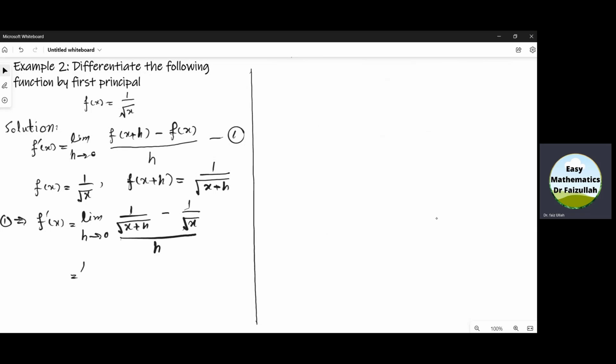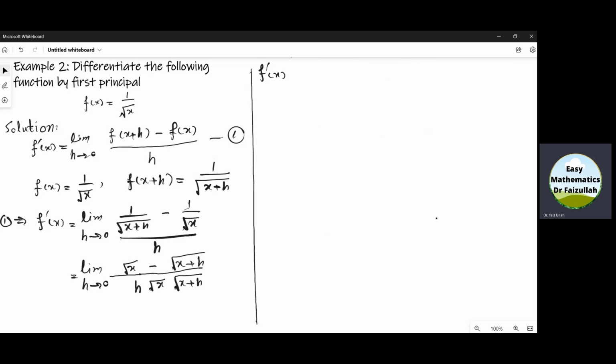Let us take the LCM. So we have limit h approaches 0, and from this, the LCM is under the root x into under the root x plus h. And we have under the root x minus under the root x plus h, and this h which is in the denominator will come here. In the next step we have to rationalize this.